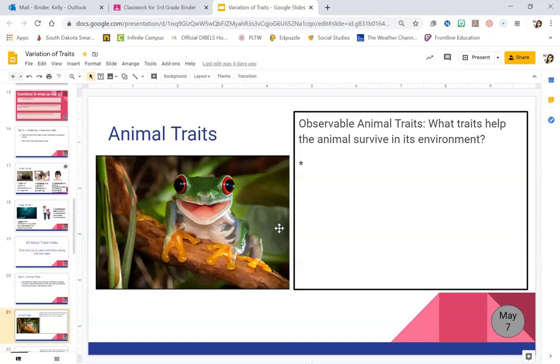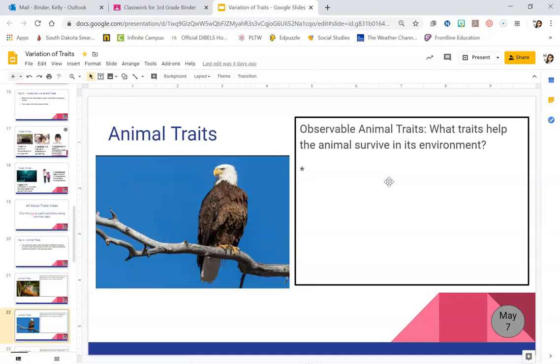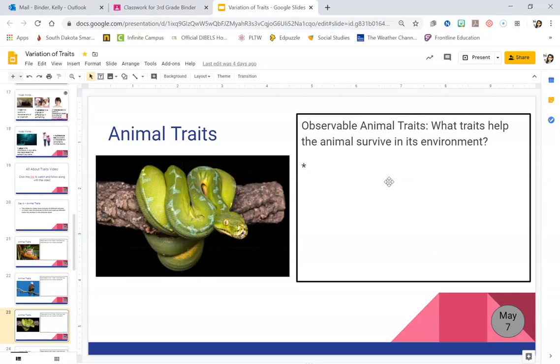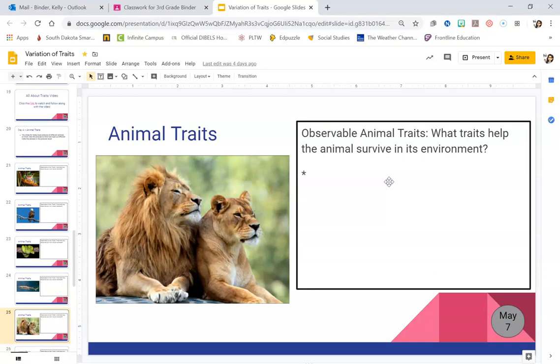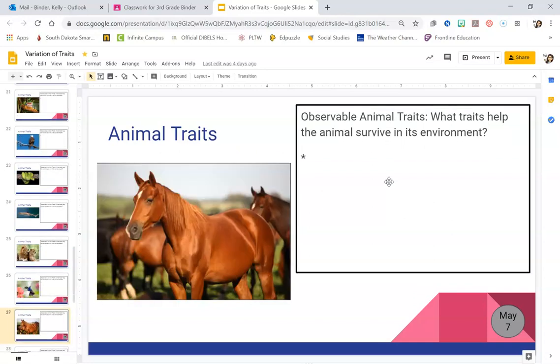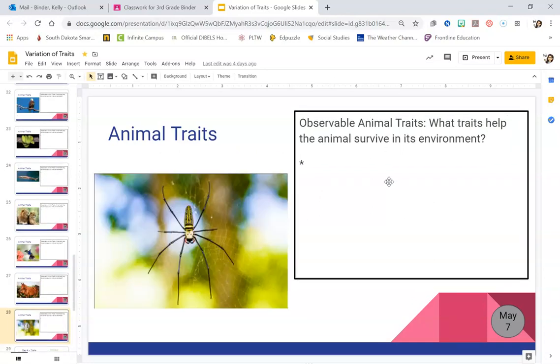Okay, so this tree frog here, what observable traits do they have that help them survive in its environment? The bald eagle, this snake, shark here, lions, hummingbird, horse, spider.